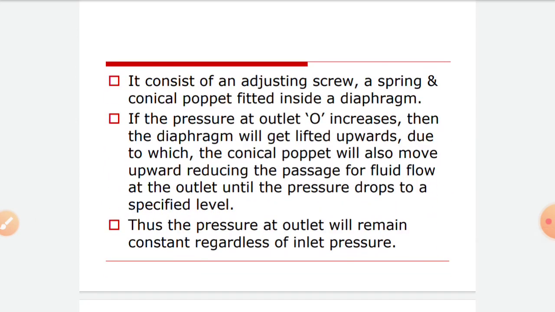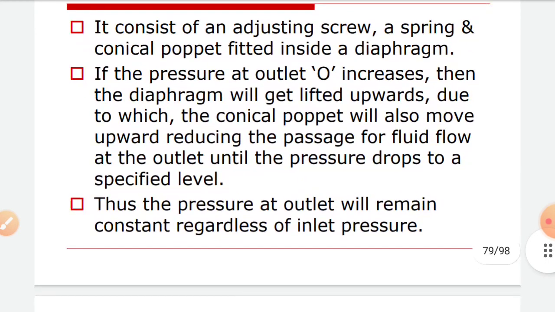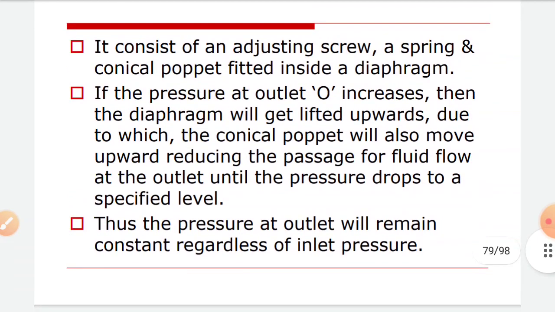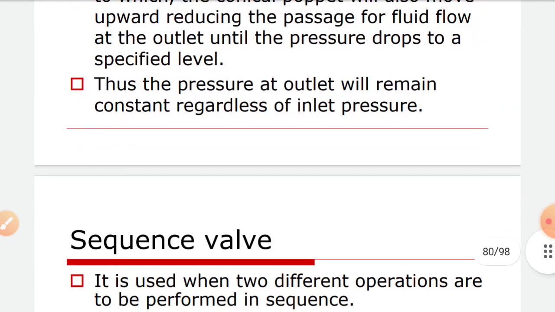Pressure reducing valve consists of an adjusting screw, a spring, and a conical poppet fitted inside a diaphragm. If the pressure at outlet O increases, then the diaphragm will get lifted upward, due to which the conical poppet will also move upward, reducing the passage for fluid flow at the outlet until the pressure drops to a specified level. Thus, the pressure at the outlet will remain constant regardless of inlet pressure.